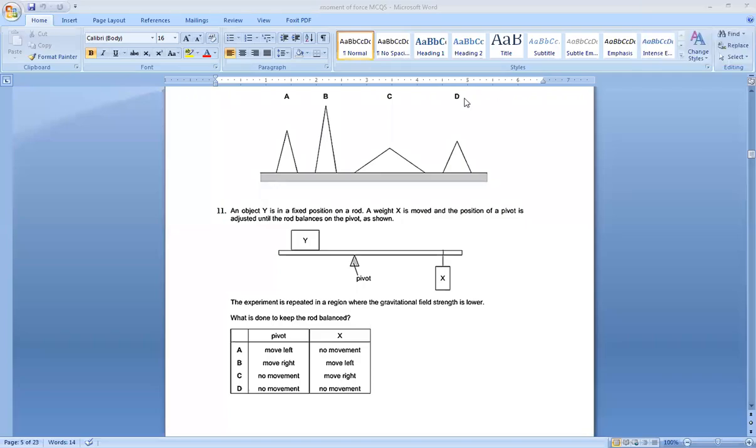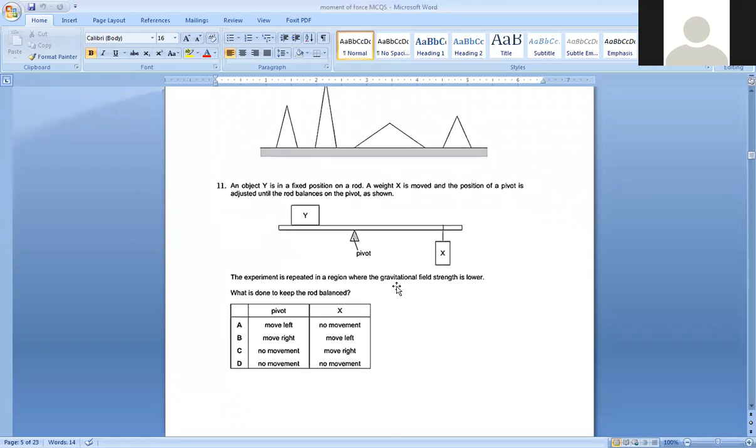Balanced at the pivot by adjusting the position of the x. The experiment is repeated in a region where the gravitational field strength is lower. Gravitational field strength actually affects the weight of x and weight of y. What is done to keep the rod balanced? Actually, the effect on x and y would be proportional. If the weight of the x decreases, the weight of the y also decreases.